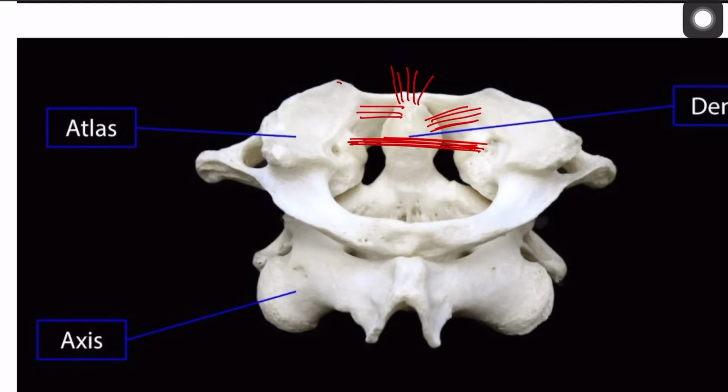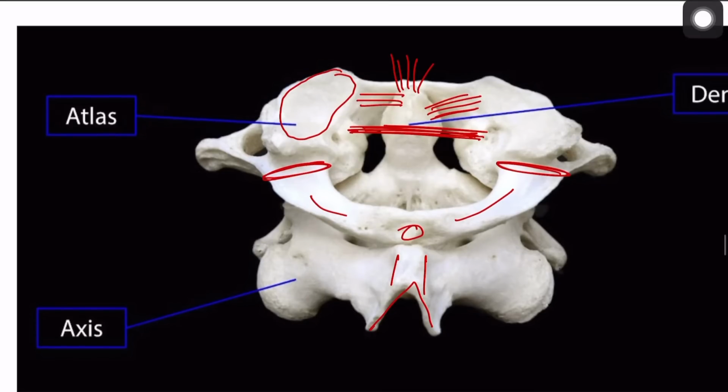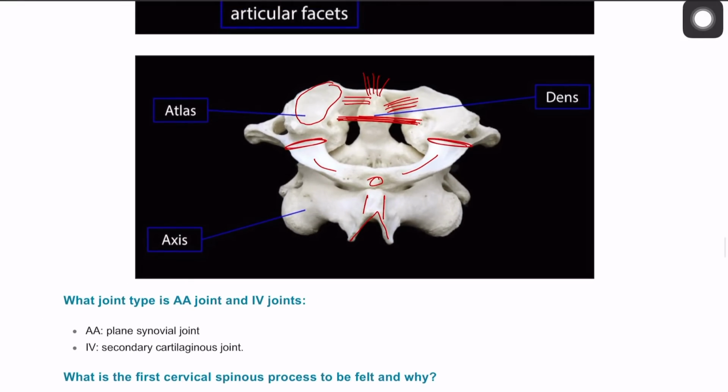You have the kidney-shaped superior articular facet right there. And then this is, for example, the posterior tubercle, and this is the posterior arch. That's the impression for the vertebral artery on both sides. And this is the bifid process. And obviously this is the axis. And this is how to articulate them if you're given a model.